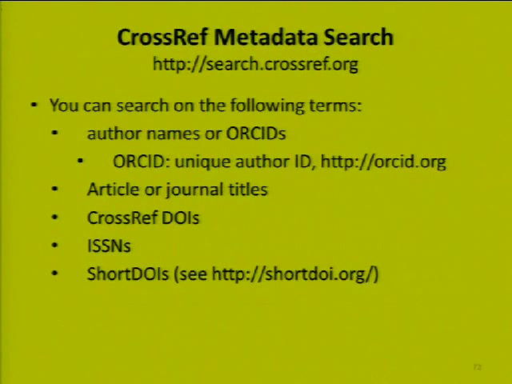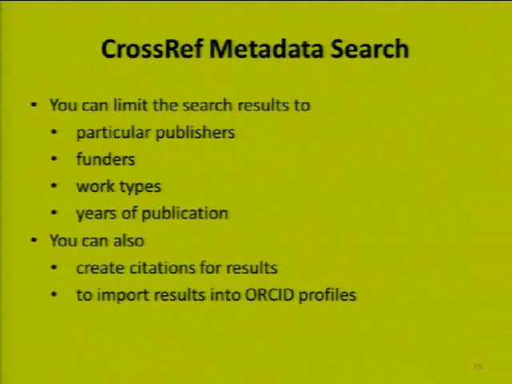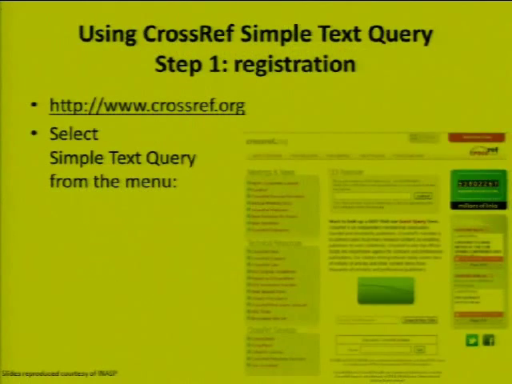So you can search on different things: author names, ORCIDs, the unique author identifier, titles, etc., and it will return to you the full bibliographic reference. And it has limitations, so you can select just for publishers or work types. My favourite, and the one I find authors actually find a bit easier, is the simple text query.